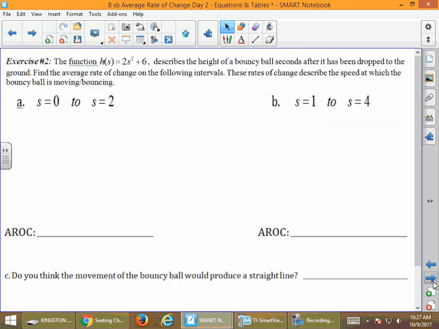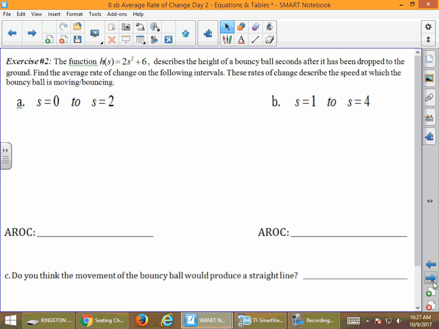So let's try another problem as we flip our paper over. In this one, it says the function h of s equals 2s squared plus 6 describes the height of a bouncy ball seconds after it has been dropped to the ground. We want to find the average rate of change on the following intervals. These rates of change describe the speed at which the bouncy ball is moving slash bouncing.